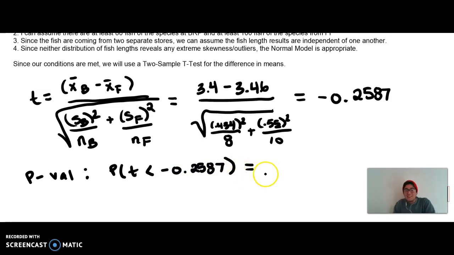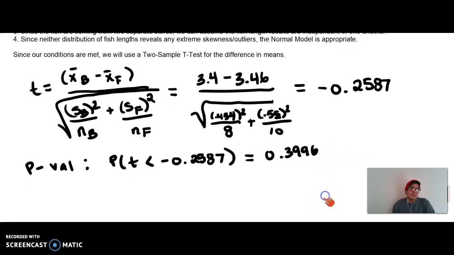And when I find that value, I get a rather large p-value of 0.3996. So actually, when I sample in repeated sampling of size 8 from Bi-Rite and repeated sampling of size 10 from Fish Friends, there's almost a 40% chance that the mean fish length is going to be greater from Fish Friends than from Bi-Rite. This is not a significant result. This is almost what we'd expect due to chance alone.